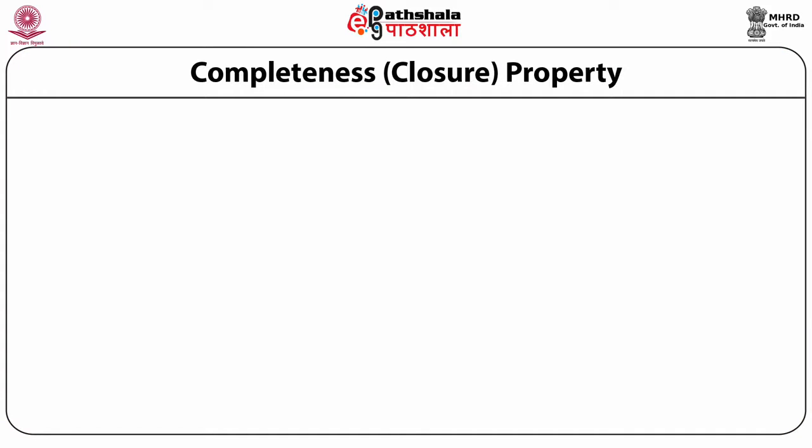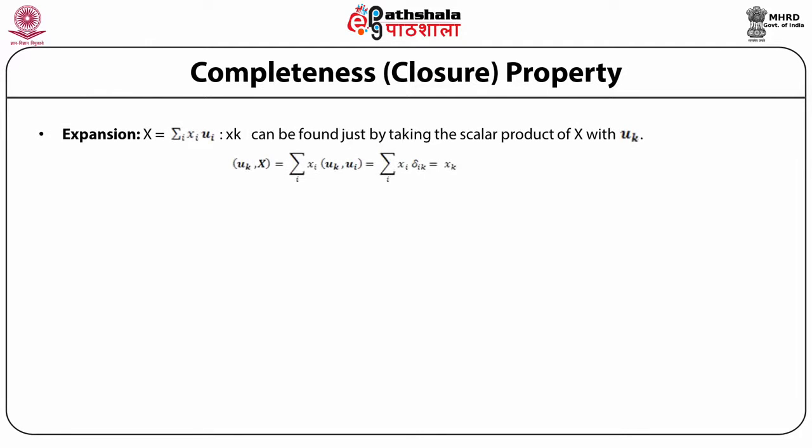Completeness or the closure property. Let us define the expansion x is equal to summation over i xi ui, where ui is the set of unit vectors and xi are some coefficients. Then we can define a set of coefficients xk, and these can be found by just taking the scalar product of x with the unit vectors uk.